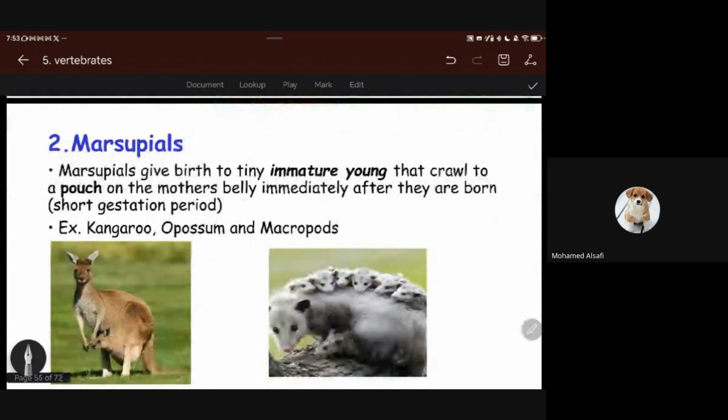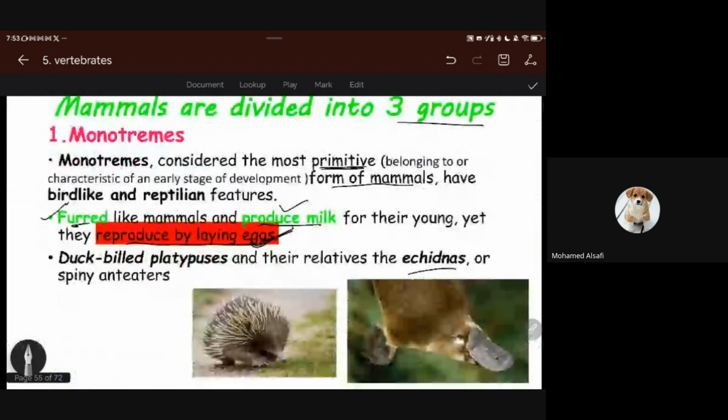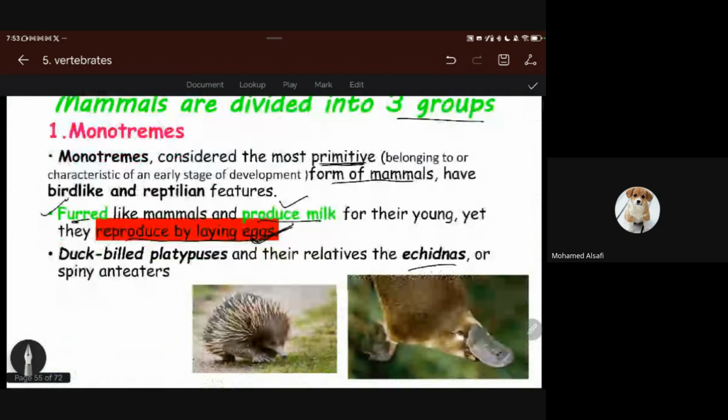Tara, yes. The duck-billed platypus lays eggs? Sorry. The duck-billed platypus, yes, it lays eggs. Yes. Oh, okay.